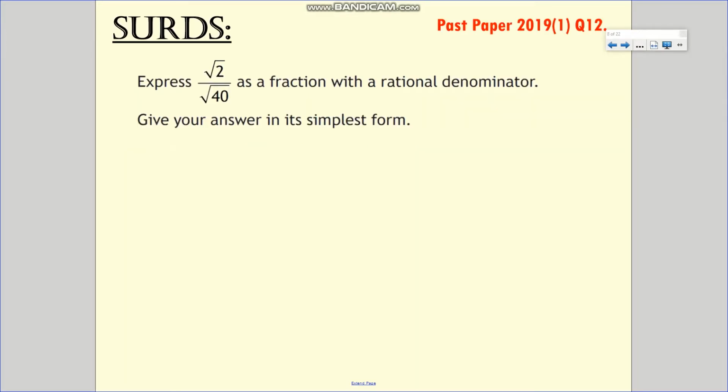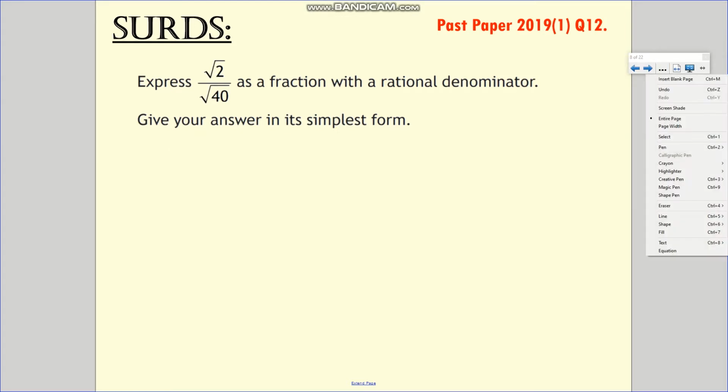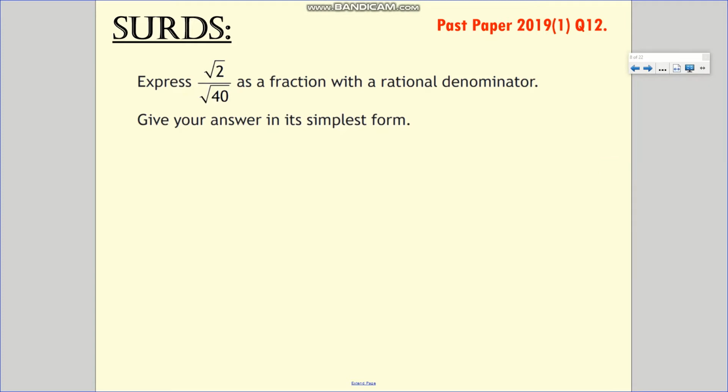The next thing we're going to look at with surds is how to rationalize a fraction. Again, I've got a past paper example in the top right hand corner, past paper 2019, paper 1, question 12. What we're being asked to do is express root 2 over root 40 as a fraction with a rational denominator and give your answer in its simplest form. So first of all, I'm going to write out that fraction again, just so I've got that in my solution. So root 2 over root 40.